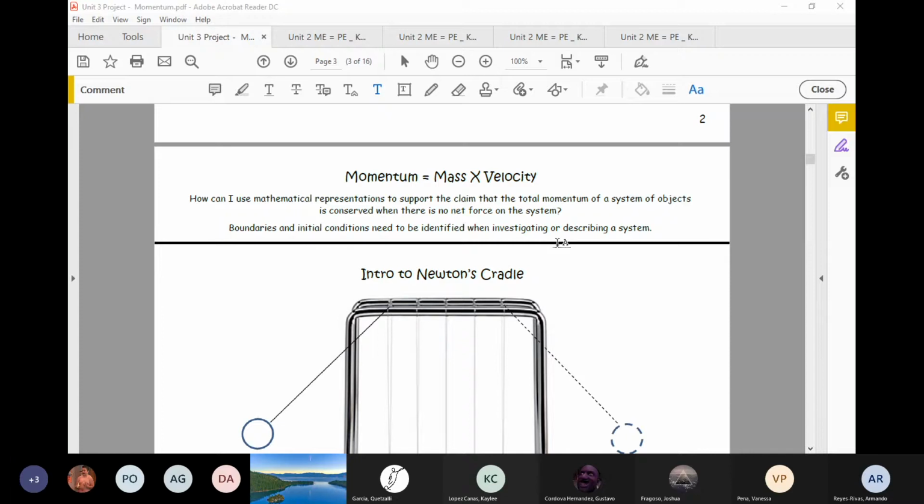Which one is it, Mr. Fairley? Just this first question. Oh, okay. How can I use mathematical representations to support the claim that the total momentum of a system of objects is conserved when there is no net force on the system?